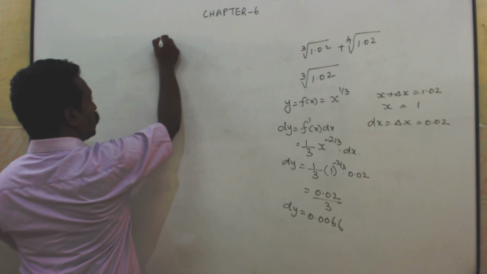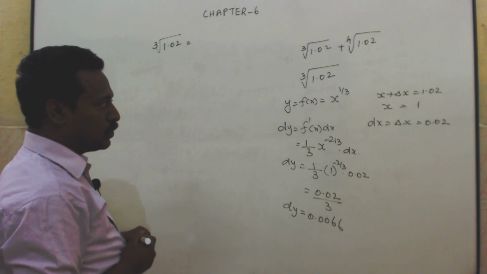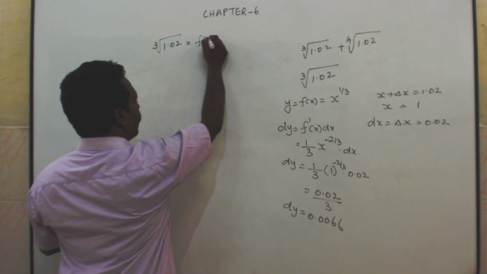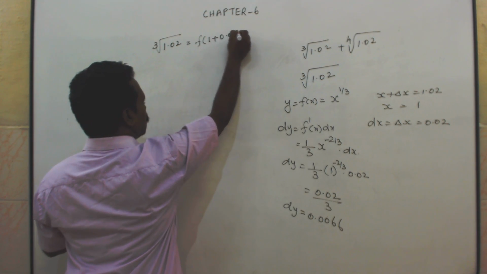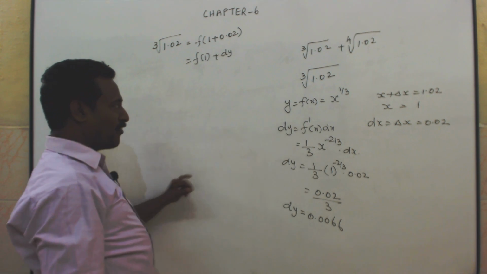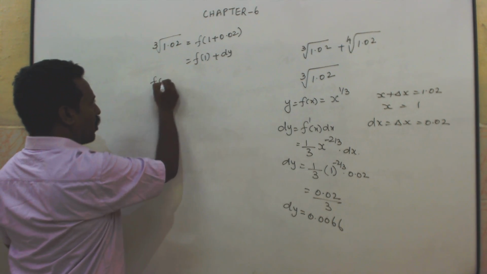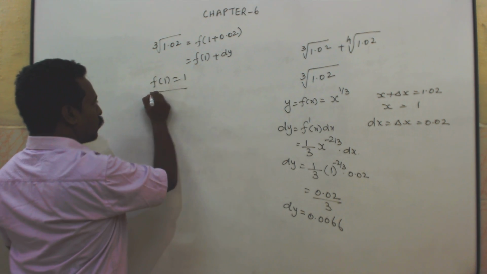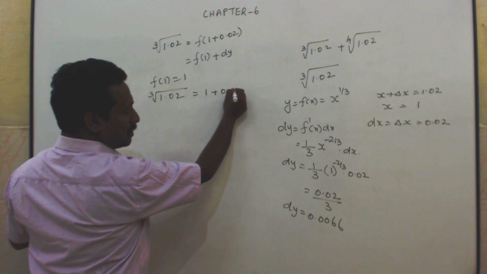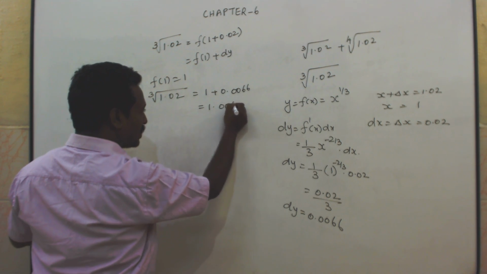Now we have to find out the cube root of 1.02. What is the cube root of 1.02? f of 1 plus 0.02, that is f of 1 plus dy. f of 1, x is 1, 1 power any number is 1. Therefore, f of 1 is 1. Cube root of 1.02 is 1 plus 0.0066, that equals 1.0066.